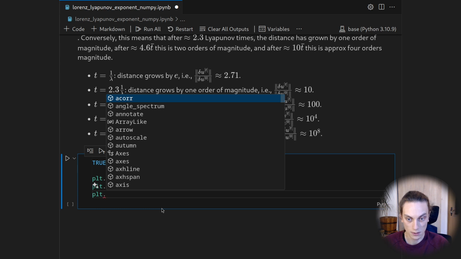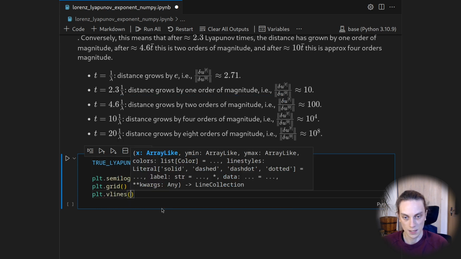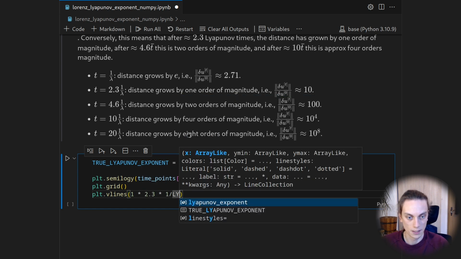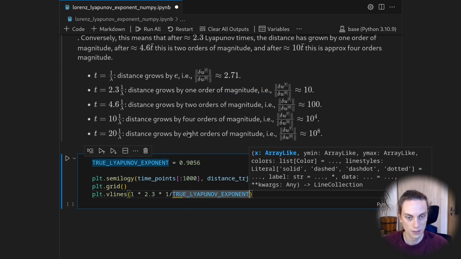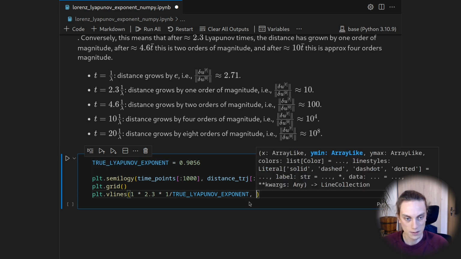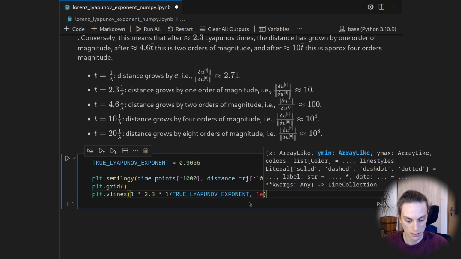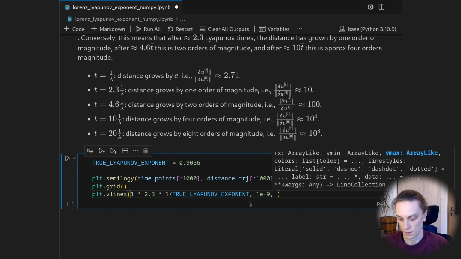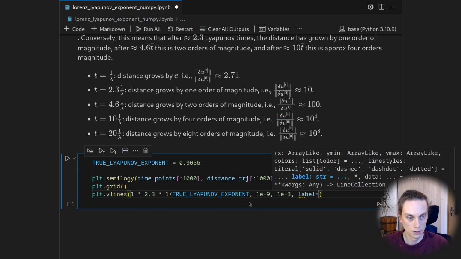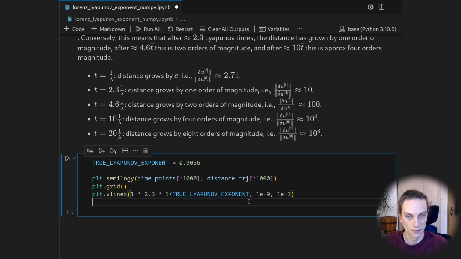So let's do plt.vlines. And the first vertical line I want to have at 2.3 Lyapunov times. So 1 times 2.3 times 1 divided by the true Lyapunov exponent. So basically we have now spent 2.3 Lyapunov times. And then just some vertical limits from 1e-9 to 1e-3. And then give that the label, or maybe let's leave it without a label. I think that's also fine.